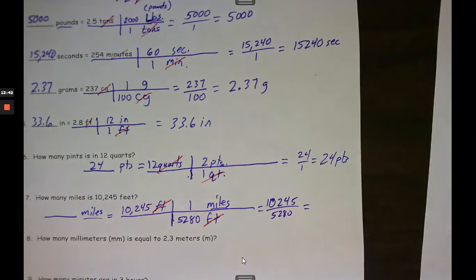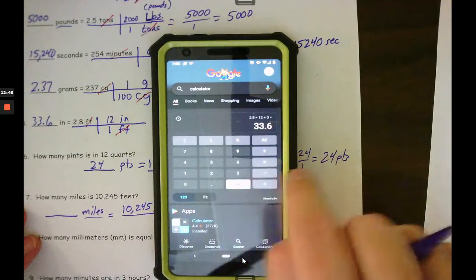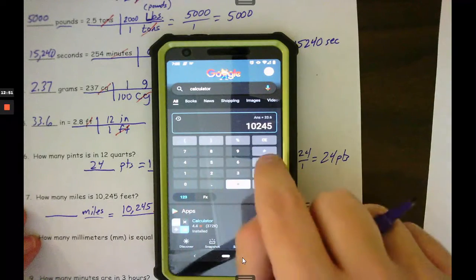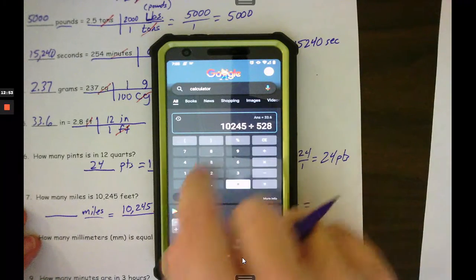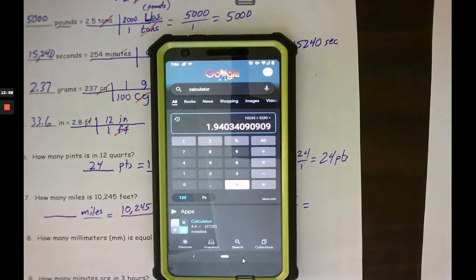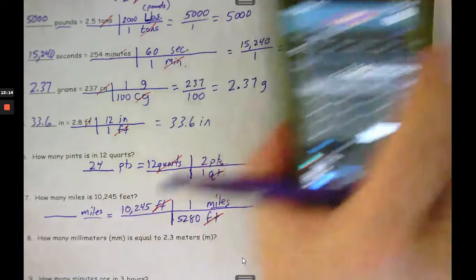Alright, and then in your calculator, you're going to type that in. I'm using one on my phone just because that's what I have handy. 10,245 divided by 5,280 equals, and we get that. If you get a decimal like this, we will round. If it doesn't tell you, like this one does not specifically say what to round to, I, as your teacher, would take 1.9 or 1.94. You probably don't necessarily want to round to the nearest whole number. Go at least 1 or 2 decimal places.